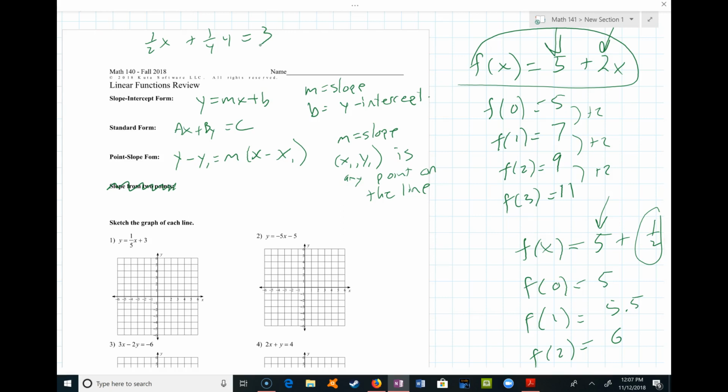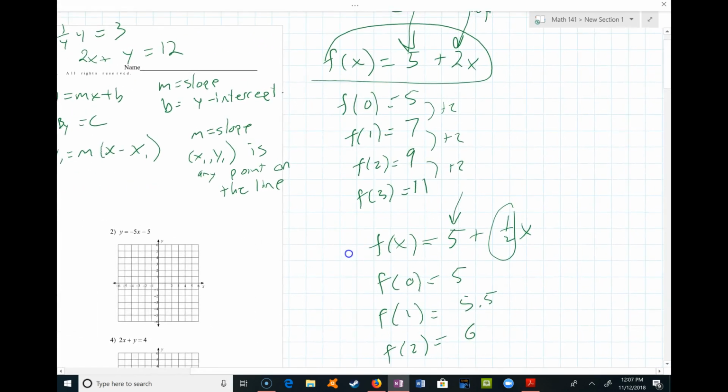To change it to standard form, you'd have to multiply both sides of the equation by 4. Then you'd end up with 2x plus y equals 12. And that would be in standard form, because notice the coefficients are integers. Okay?